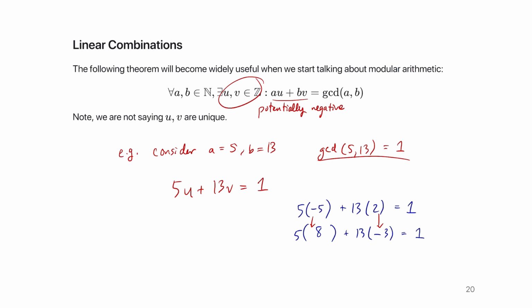Okay. And so another thing you might be wondering is, here we just looked at it and guessed that it would be 8 and negative 3 or negative 5 and 2. Is there a surefire way that no matter what, I can get these coefficients? And it turns out there is. Okay. And we're about to look at the beginning of it on the next slide. We'll probably only finish it next Tuesday.